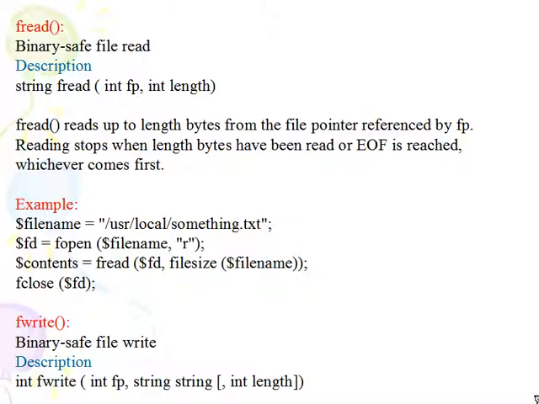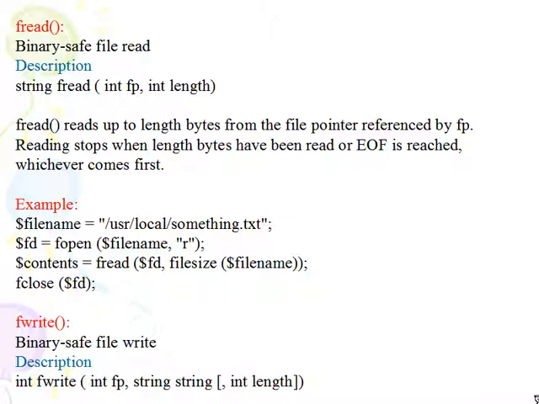The next function is fread. It is used to read the contents from the file. It takes two parameters. The first one is the file pointer and the second one is the length of the data to be read from the file. The length of the data should be in multiples of kilobytes. That is, 1 kilobyte is equivalent to 1024 bytes.